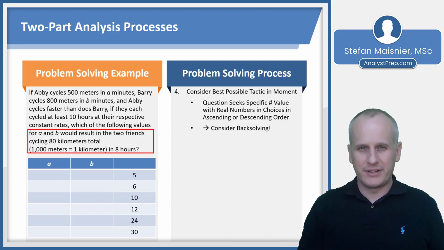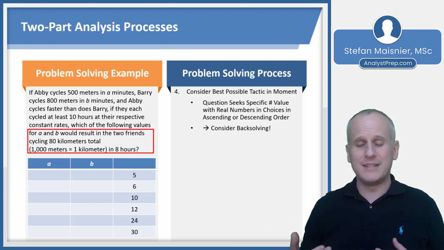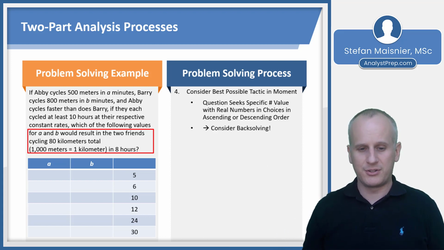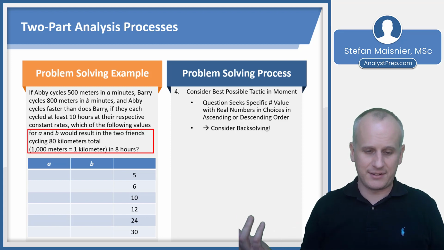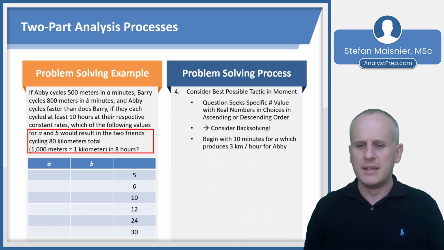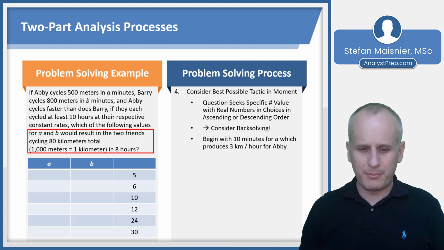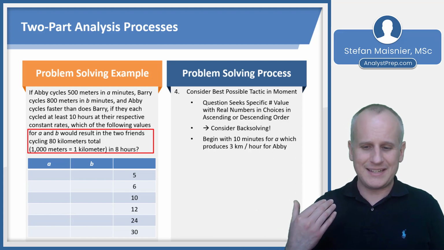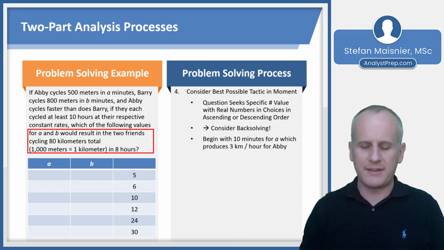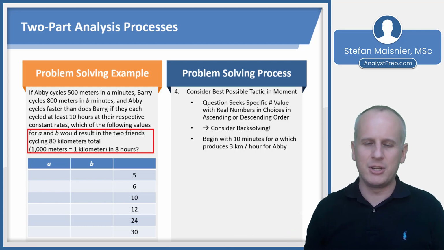So this is a back solving set of clues, and we note that maybe we could just plug in a value and see what happens for the situation. So we'll start with A because that's Abby and A comes before B. So we'll pick a middle remaining choice and we'll go with 10 because again, that's an easy number. So if it takes 10 minutes for Abby to go 500 meters, it's going to take 20 minutes for Abby to go 1,000 meters or 1 kilometer.